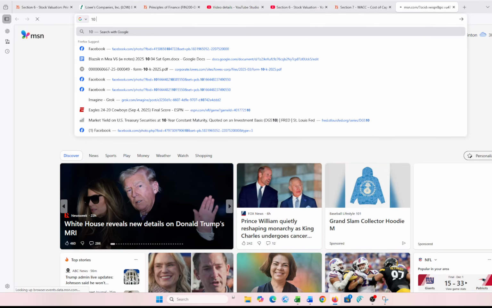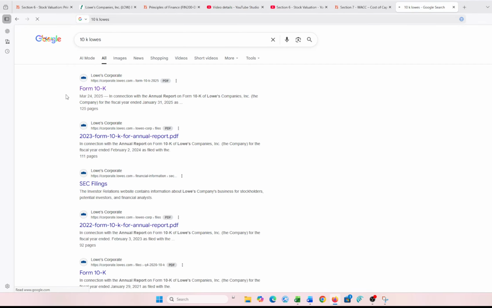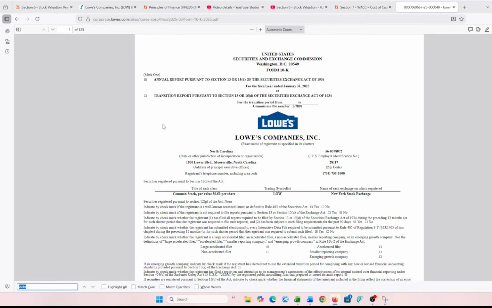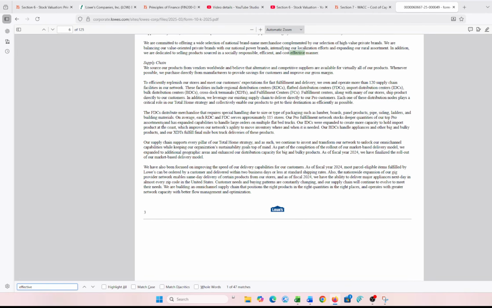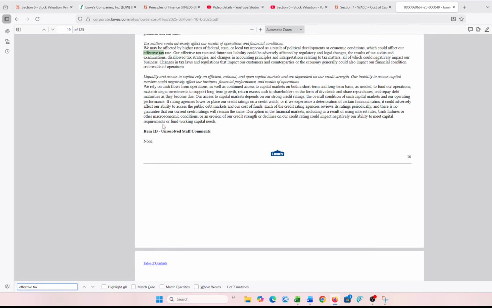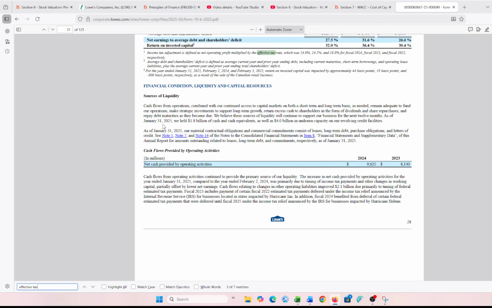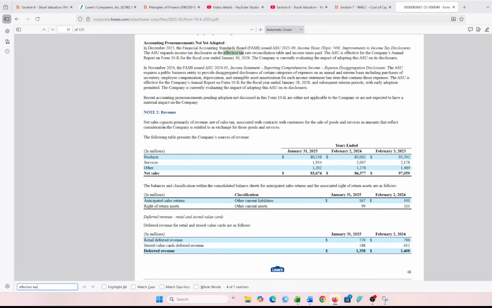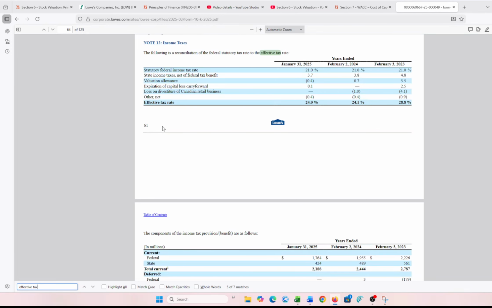I'm going to type in 10-K Lowe's. There's our 10-K. Effective tax rate. I don't know if we could find it on here. If you can't, I think it might be a smart thing to just put 21%. Oh, there we go, federal income tax rate. It's right here: the following is a reconciliation of the federal statutory tax rate. So it's in the 10-K. Again, I just typed in effective taxes and did a search.